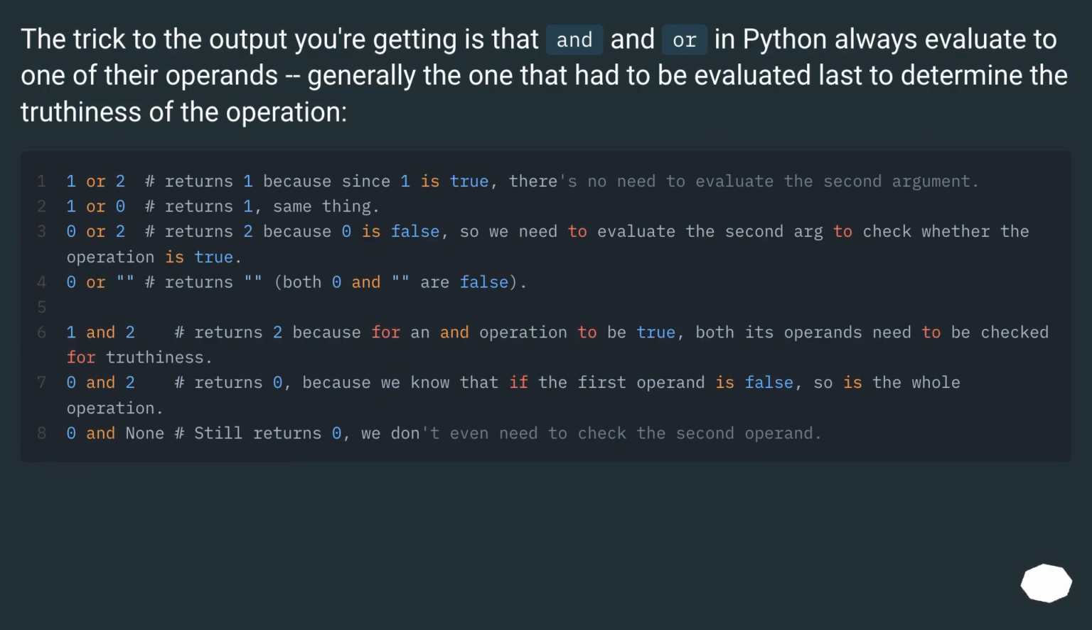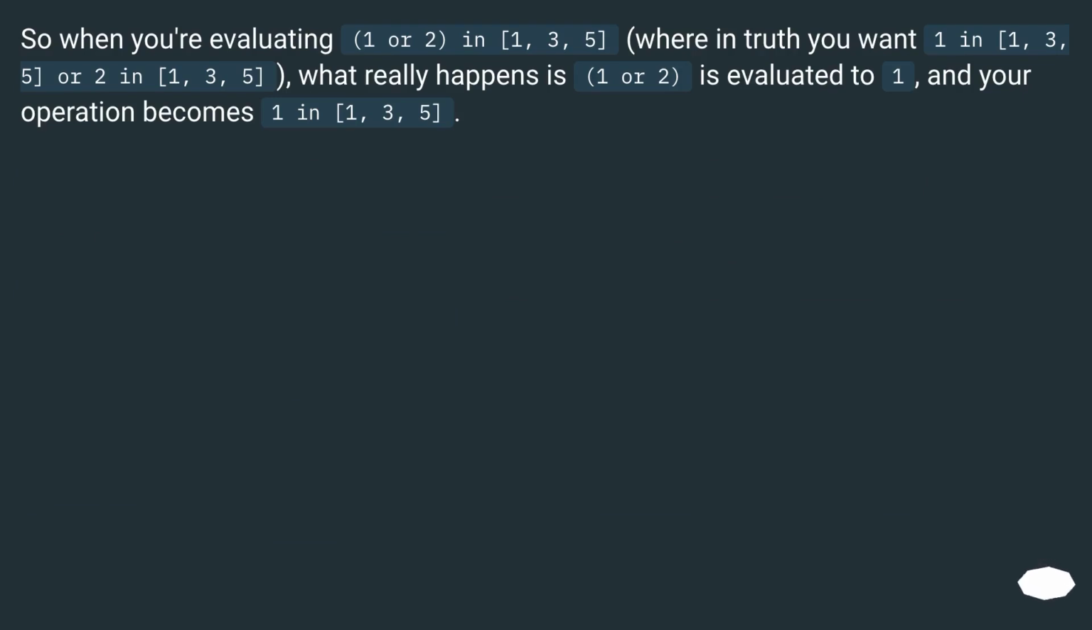The trick to the output you're getting is that AND and OR in Python always evaluate to one of their operands, generally the one that had to be evaluated last to determine the truthiness of the operation. So when you're evaluating 1 or 2 in [1, 3, 5], where in truth you want 1 in [1, 3, 5] or 2 in [1, 3, 5], what really happens is 1 or 2 is evaluated to 1, and your operation becomes 1 in [1, 3, 5].